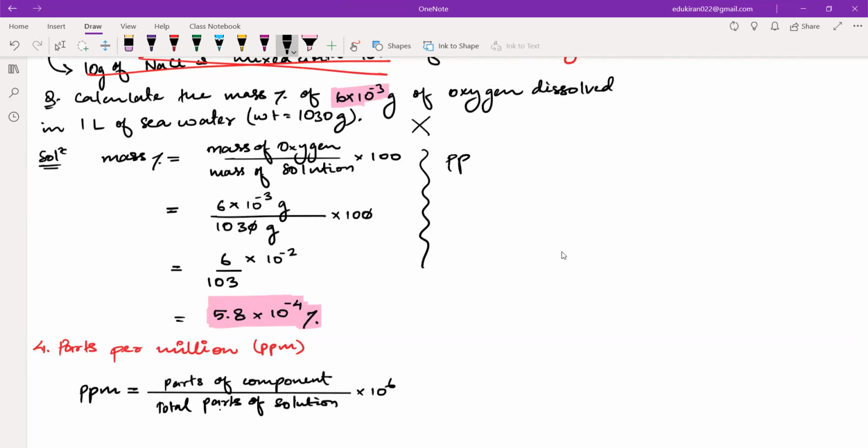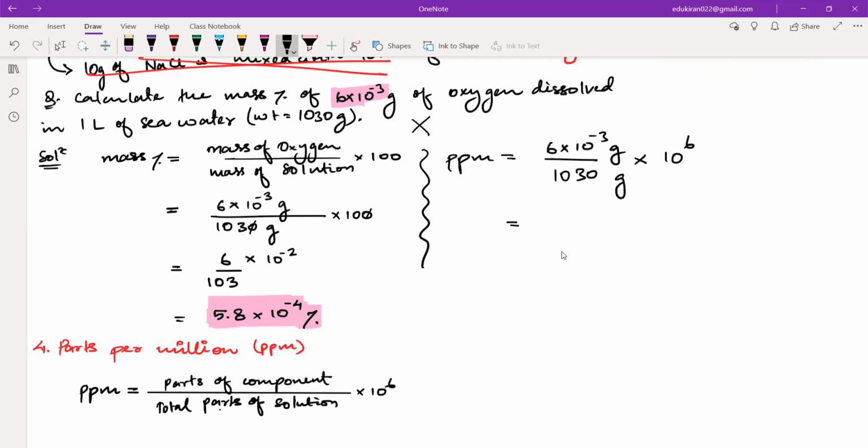So ppm will be equal to 6 into 10 to the power minus 3, please listen, don't write, divided by total parts. Now these parts can be in terms of mass also, that is why we have written parts. Divided by 1030 grams multiplied by 10 to the power 6. Now this will be equal to 6 upon 103. 6 upon 103 will be equal to how much?